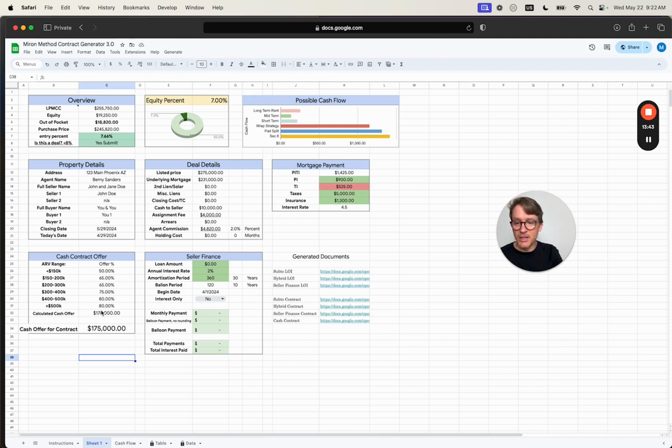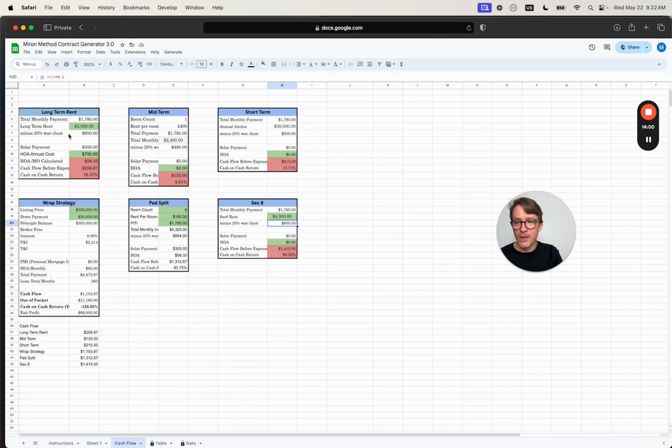So this is the calculated offer, and this is based on the list price. But I didn't want them to be stuck, so right here you type in what you want that offer to be, okay? Cool. Here's where the cash flow is. This is where the PITI comes over.